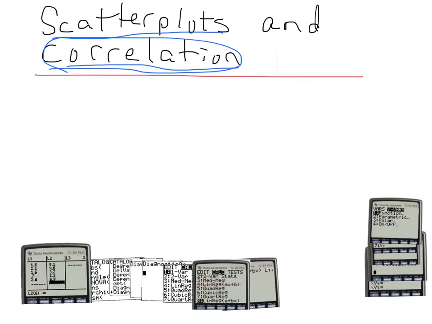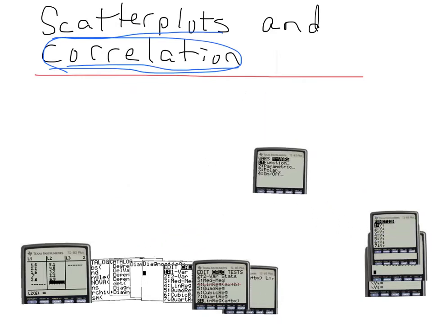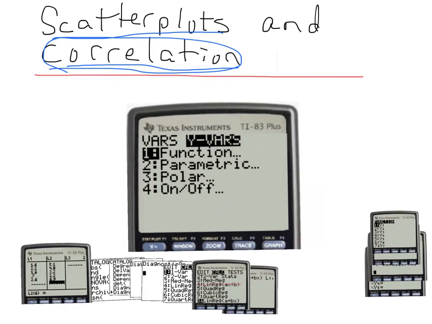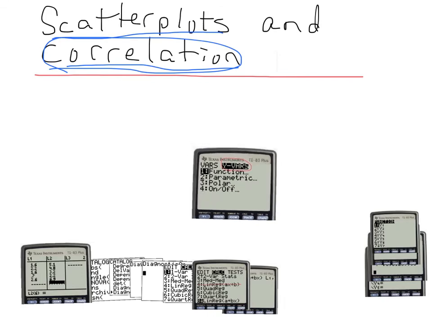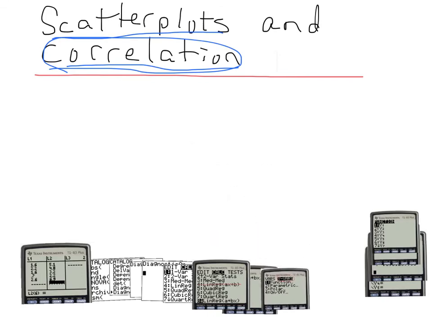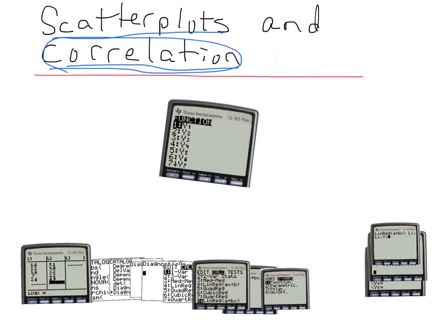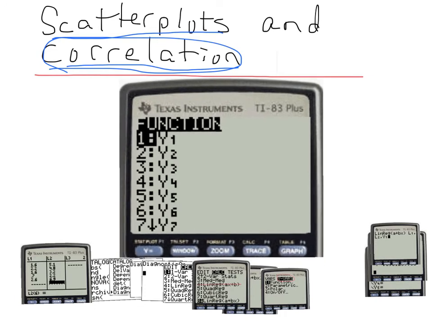And then, if you would, hit the button on your calculator that says vars. Don't hit shift vars, hit vars this time, and this comes up. And then bring the cursor over to y vars, and hit enter on that. And then this will come up. It's possible you've done this before.